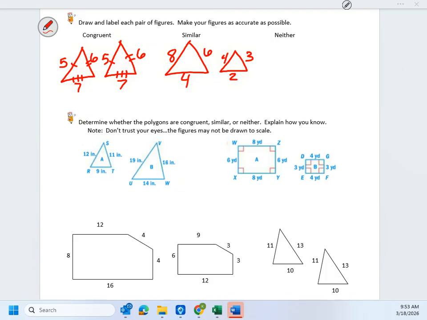What about neither? What am I going to make that second triangle look like if it says neither? What can I make that second triangle look like? Who wants to come up and show me what a triangle might look like? Fernanda, come on up.